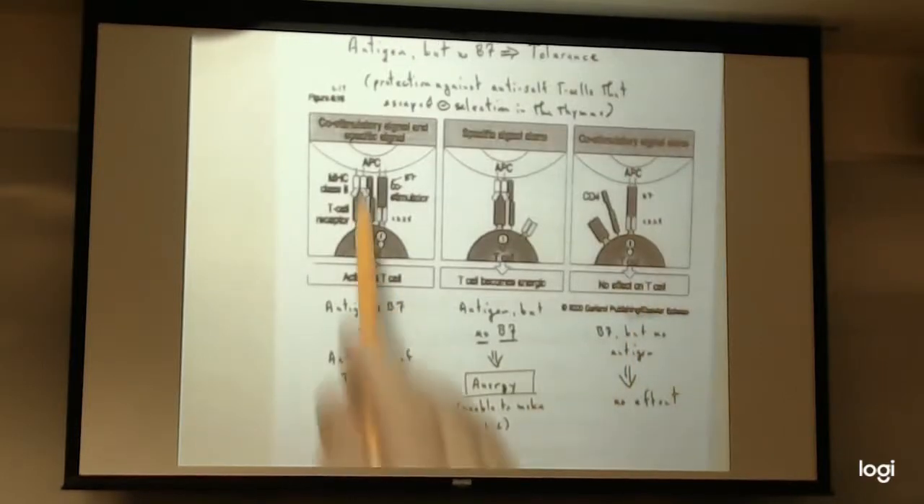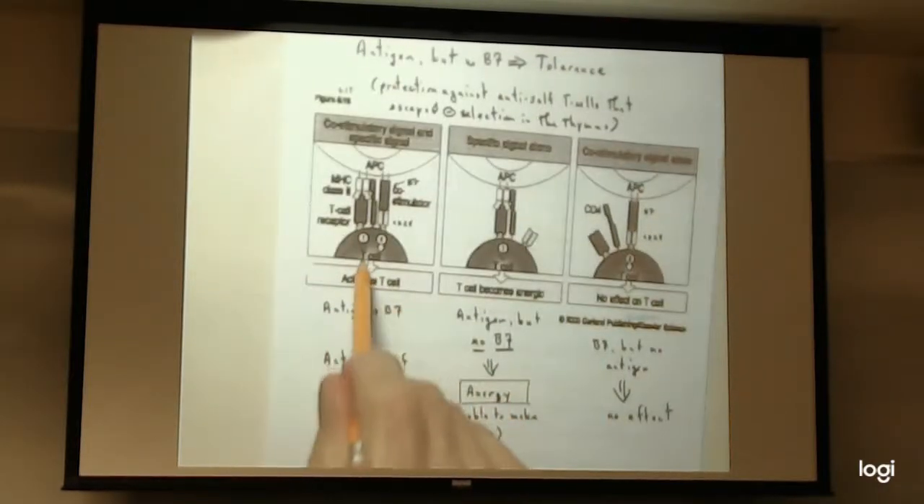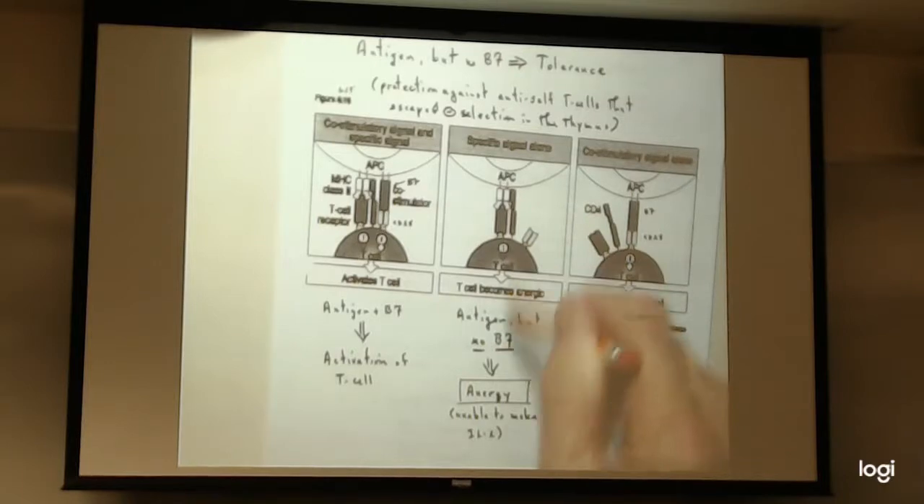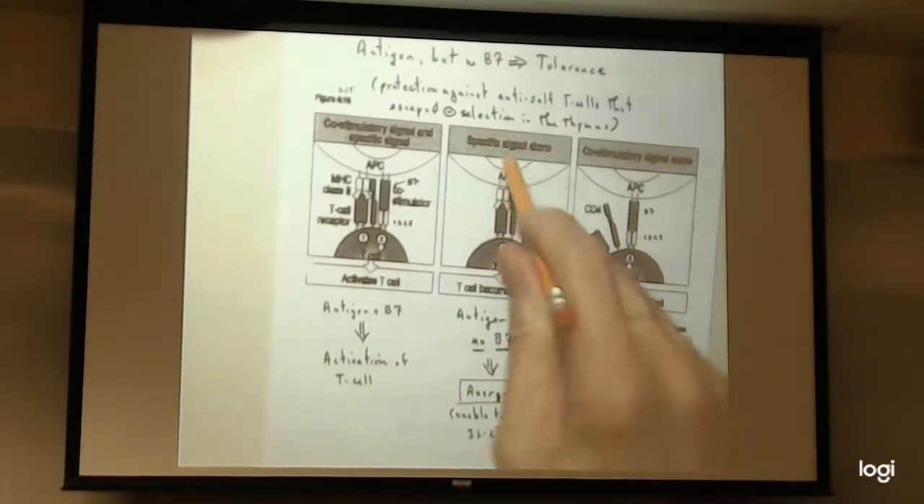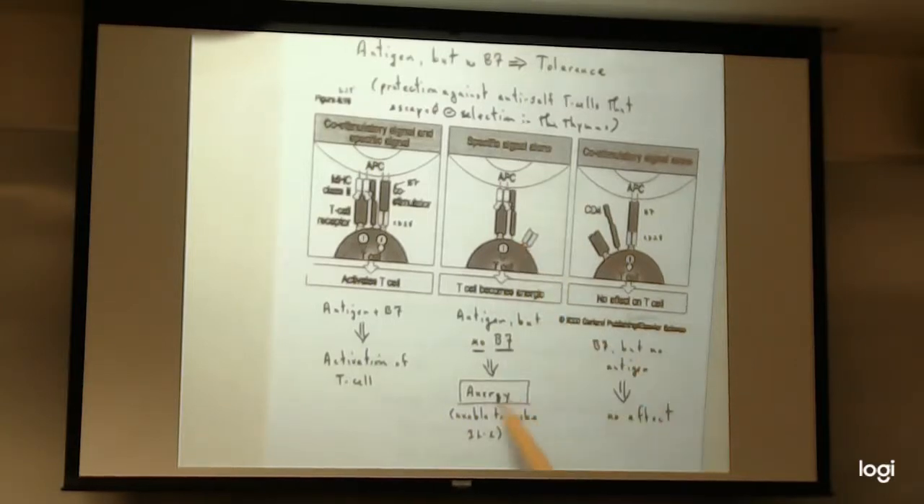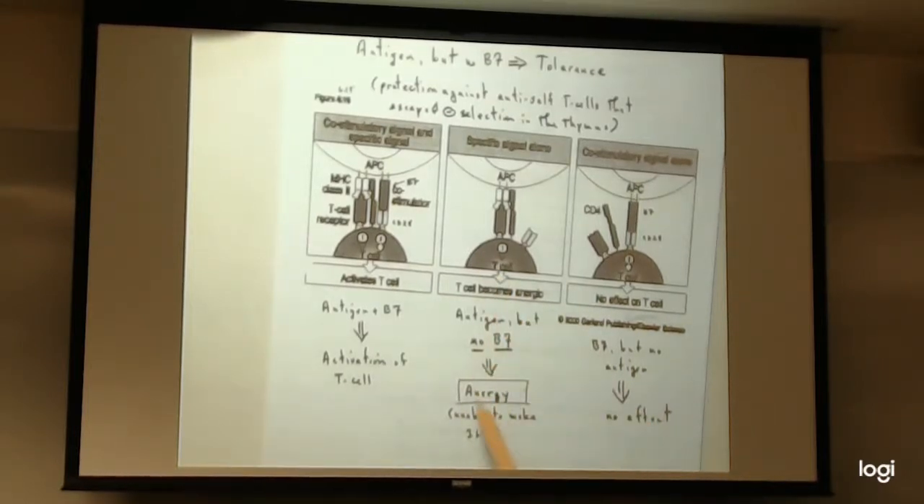If we have an antigen presenting cell that's not expressing B7, well, this T cell is not going to be able to respond. Not only is it unable to respond, but in fact it says, well, there's no B7 around, I'm never going to respond and become paralyzed, okay? So it becomes anergic.